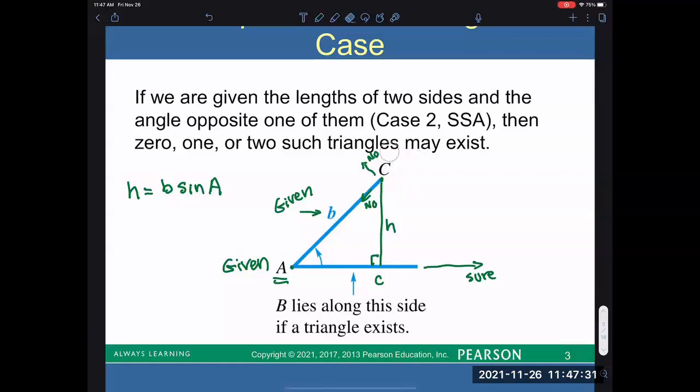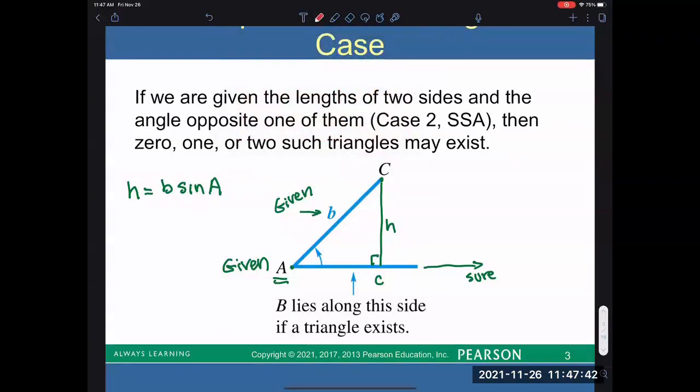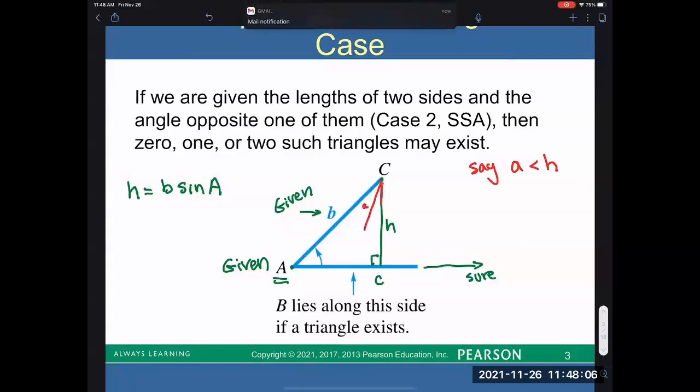So with this in mind, now let's consider the possibilities based on the length of A. So there's this H distance here that cannot be changed. So let's say that the A value that's given for side A, the length of side A, ends up being less than this H value. So A is coming down off of C, but it doesn't go as far as H. Maybe it goes this way. Maybe it goes straight down. Maybe it goes that way.